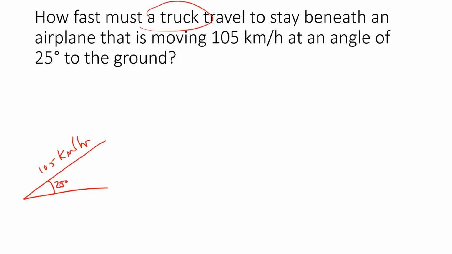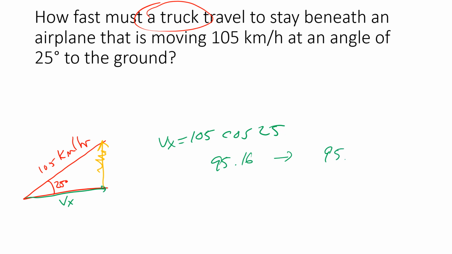So the truck is traveling only on the x-axis. It's not going vertical. So we need the Vx, because a truck can't travel vertically, at least not yet. So we're not looking for this, we're just looking for the x component. So Vx equals 105 cosine 25, which is 95.16. So with 3 sig figs, 95.2, my units kilometers per hour.